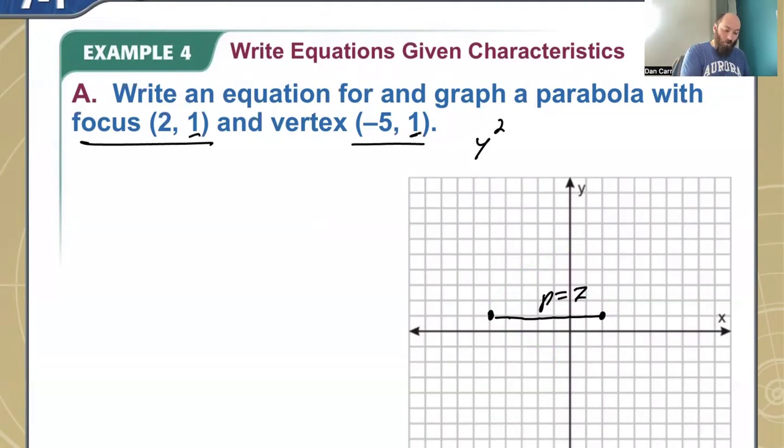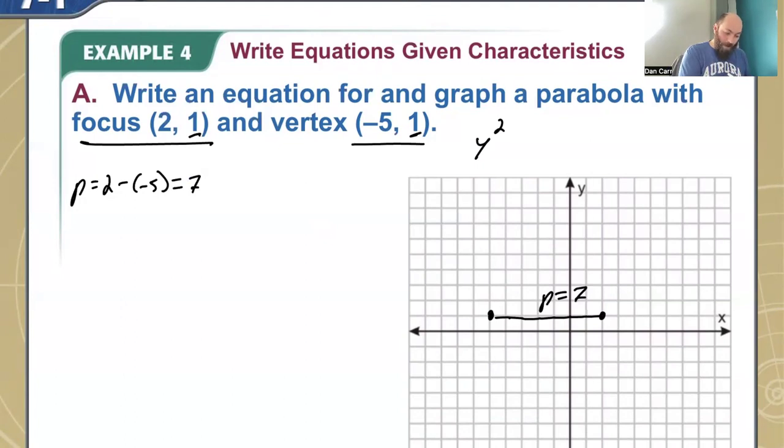Without graphing it, you can always just subtract. You notice how both y's are 1, meaning it's opening sideways. So I'm just going to do this to find my p. I can take 2 minus a negative 5 to get 7. Either way is going to help, okay? So that means it's going to go into this format.